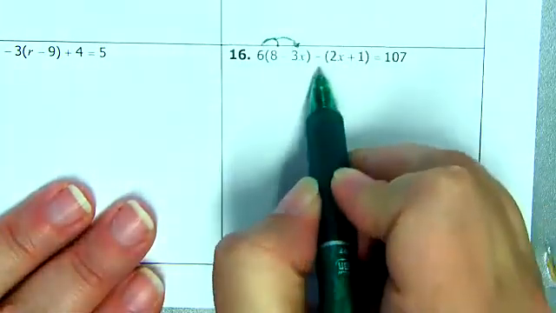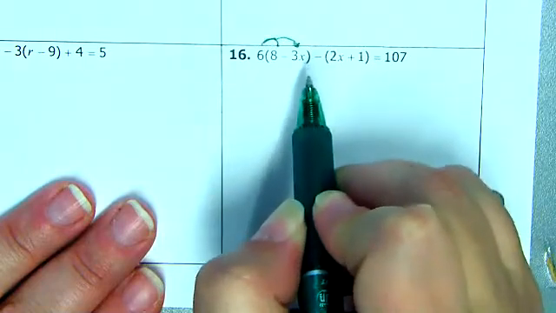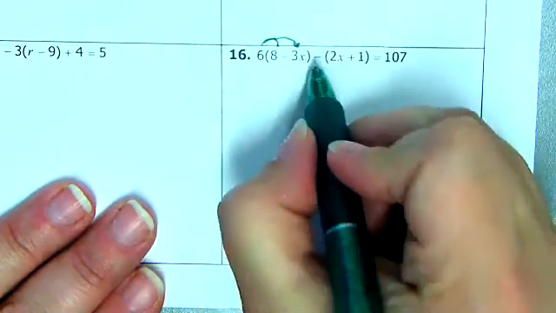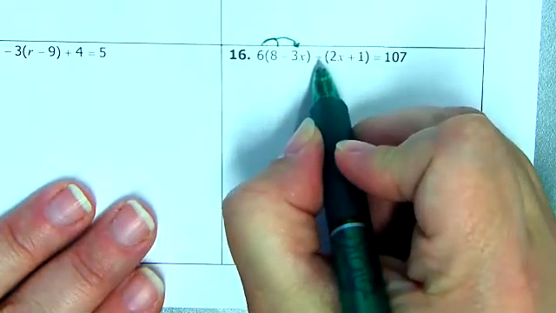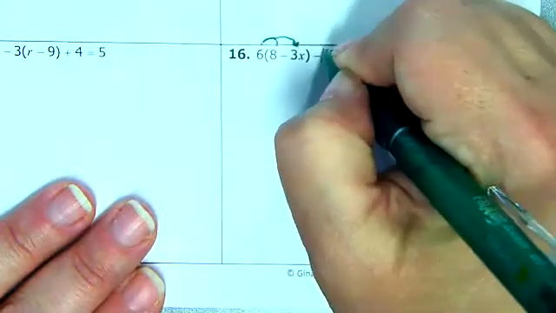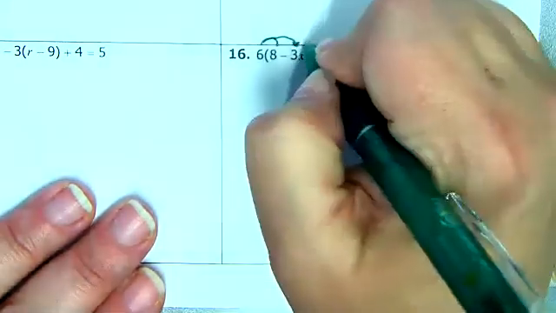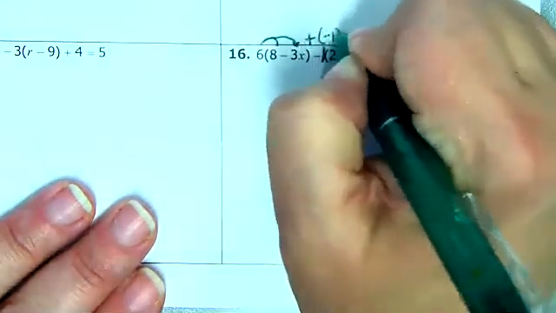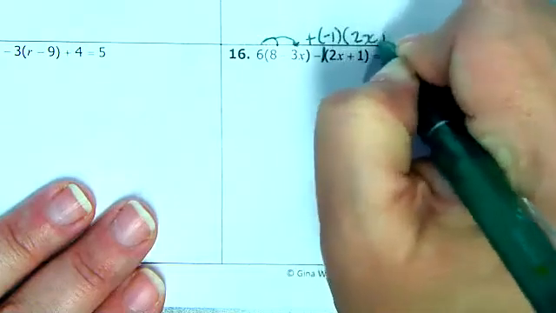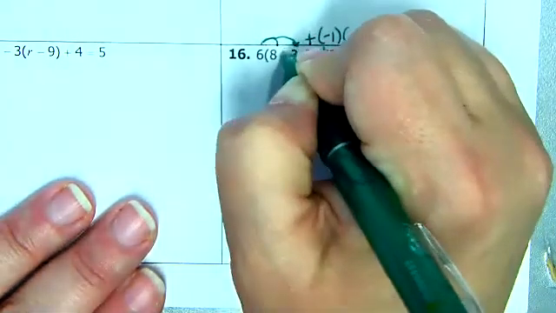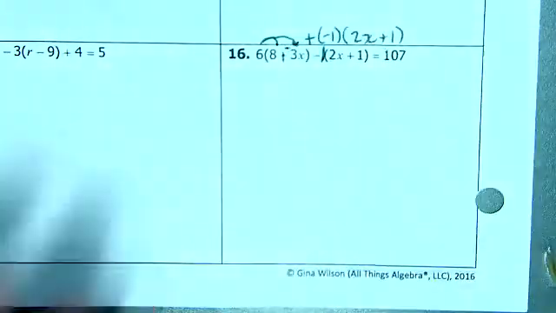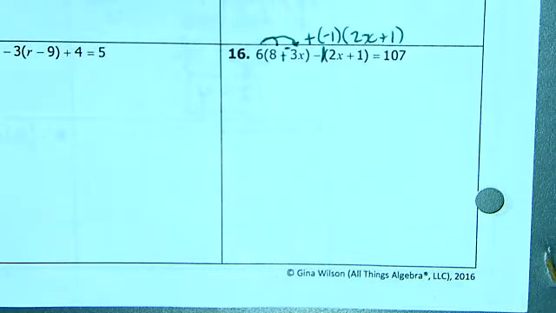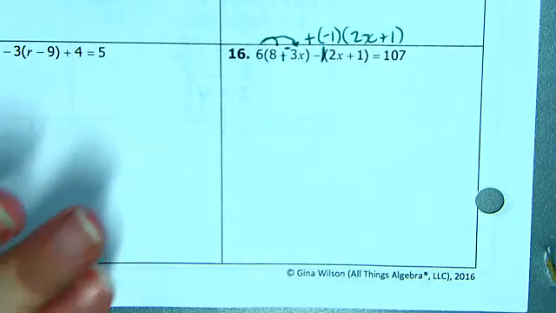But we also need to remember this is another reason why I like to go through and change the minuses to plus a negative, because this right here is understood to have a 1 in front of it, which means this is going to become plus -1 times the 2x plus 1. And this is going to be plus negative. Therefore, you don't mess up on your signs, because that's what I'm seeing is messing some of you up. So be careful with that.